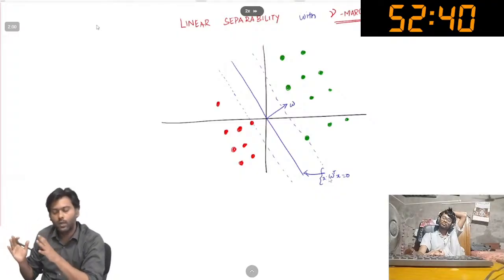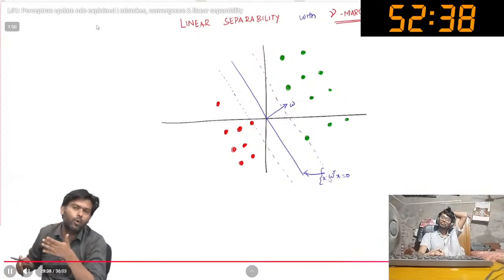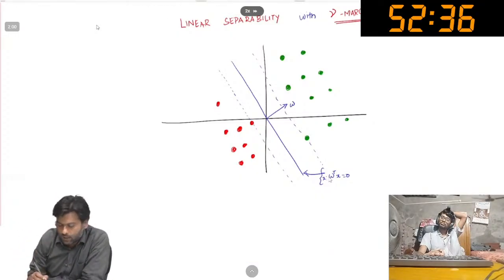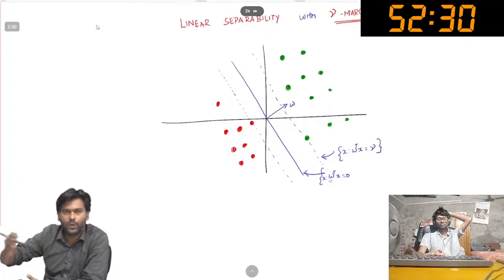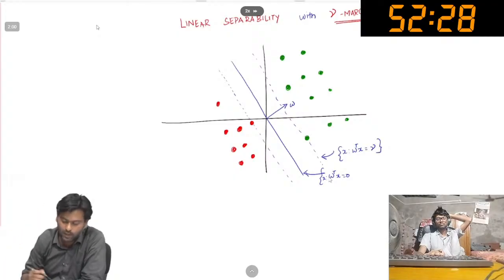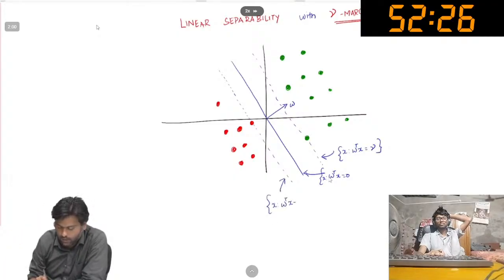For there is a W which will separate my positives from the negatives such that there are no points that lie on the line. Which is one more way of saying that, well, I can look at these 2 lines which are parallel to the line that passes through the origin. This is the set of all X such that W transpose X equal to some gamma, maybe gamma is 5, which is 5 units away parallelly. I've moved my separator on the positive side, and this is the set of all X such that W transpose X equal to minus gamma.